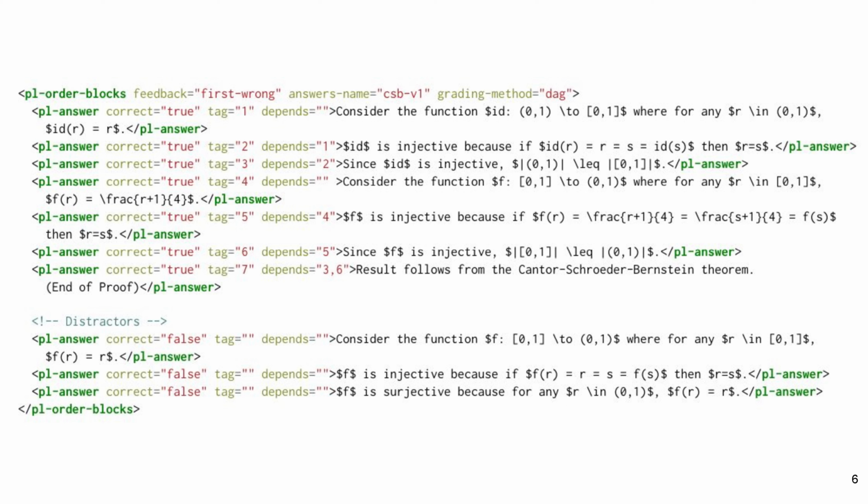On the problem authoring side, this is the code that an instructor had to write to generate this question. This is a custom dialect of HTML that's understood by PrairieLearn, the learning system that proof blocks was first integrated into. The tag and depends attributes are how the instructor writing the problem specifies the logical dependence relations between lines of the proof.